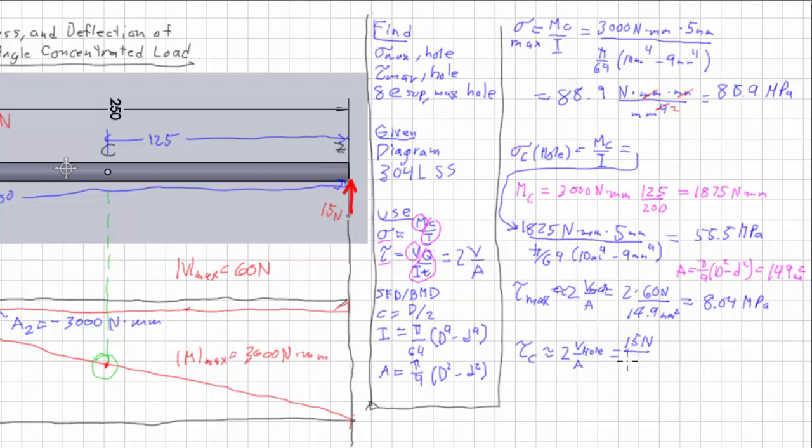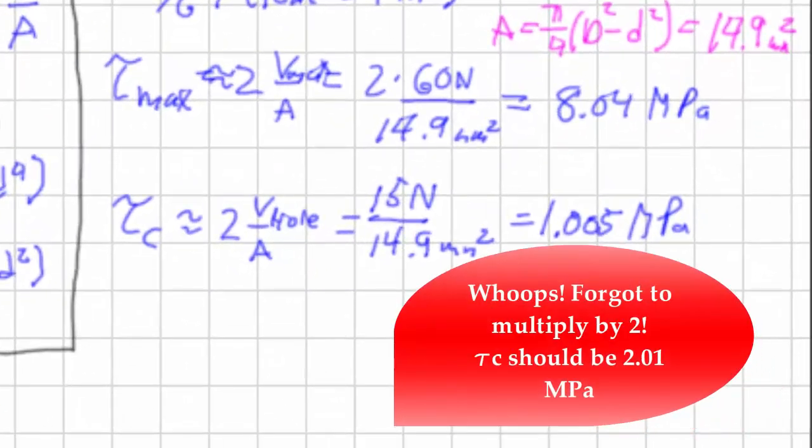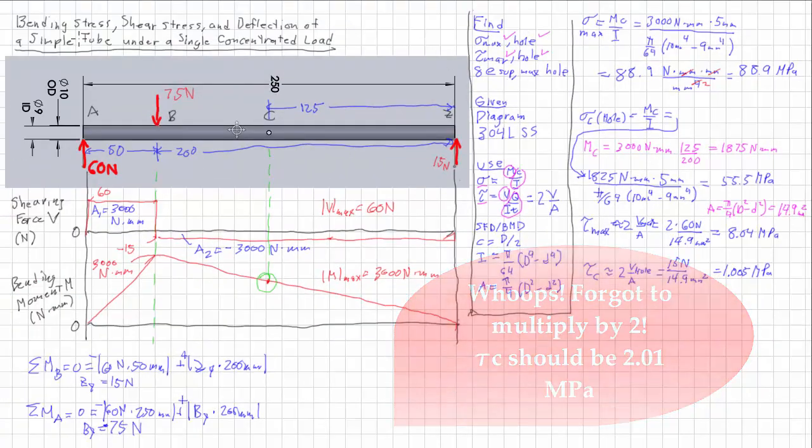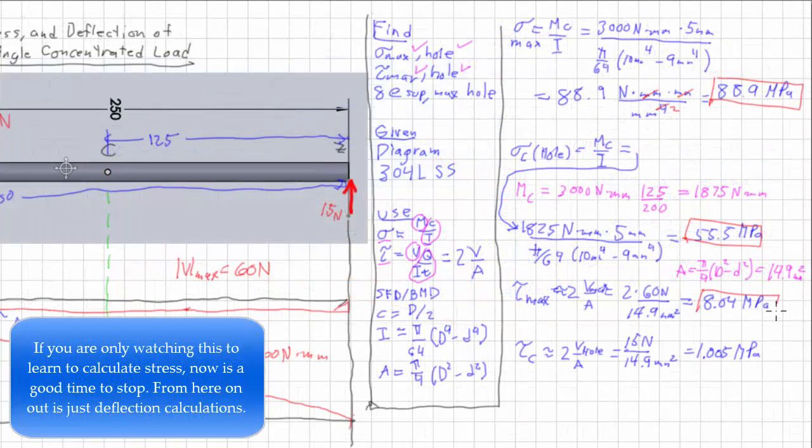And the area, 14.9 millimeters squared. And you can practically do that one in your head. We end up with 1.005 megapascals. All right, so we are well on our way. We were supposed to find the stress maximum and at the hole. We did those. The shear stress maximum and at the hole. We did those.